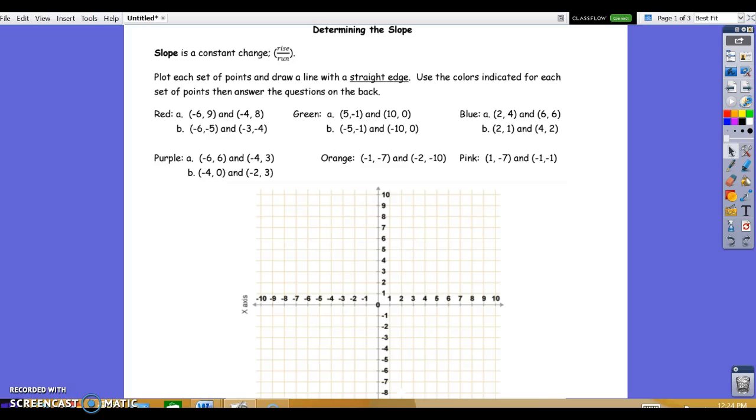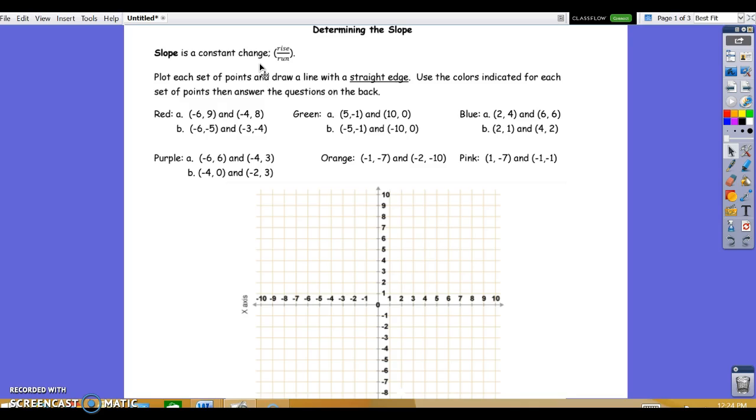Welcome to our lesson on determining slope. Now this lesson is going to feel very familiar to you because during our ratio and proportion unit, we did something called finding the constant of proportionality or finding the constant rate. And what you'll see is that the definition of slope is that it is a constant change. And so it's just like the COP, except we're not looking at only proportional relationships.